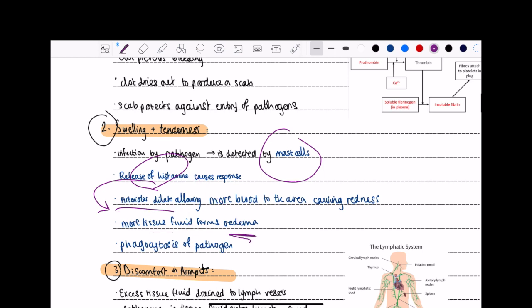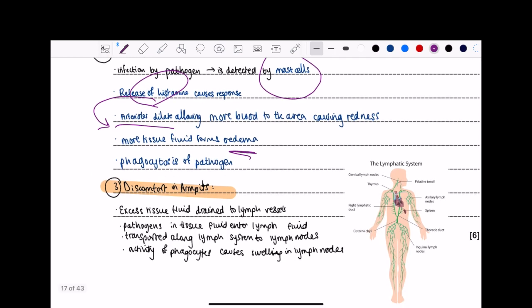Okay? And then phagocytosis of pathogens is what we want. That's how we're going to sort out this pathogen. So yeah, those are the steps of inflammation. Next one, discomfort in armpits.